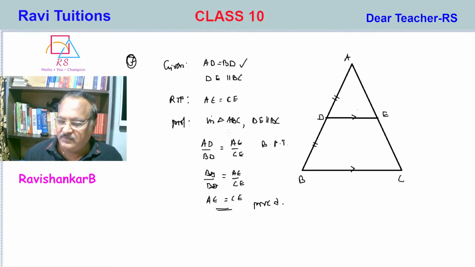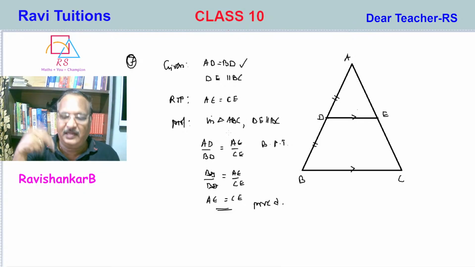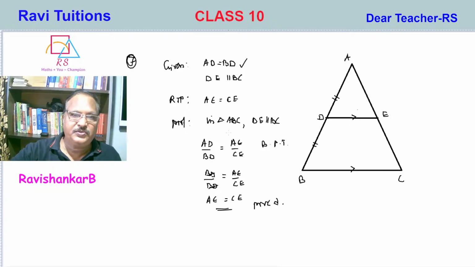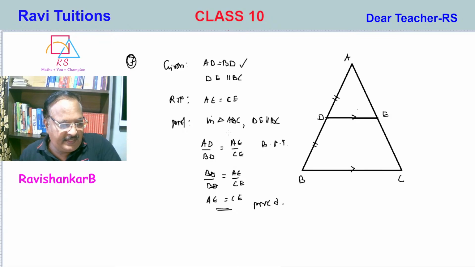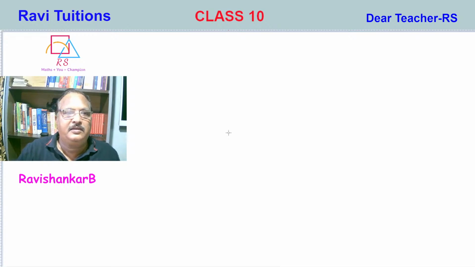Now same thing, converse of basic proportionality theorem also. Right? Converse of basic proportionality theorem: if a line divides two sides in the same proportion, then it is parallel to the third side. So now let me go to question number 8. So all difficult questions have been removed from this 8th question.